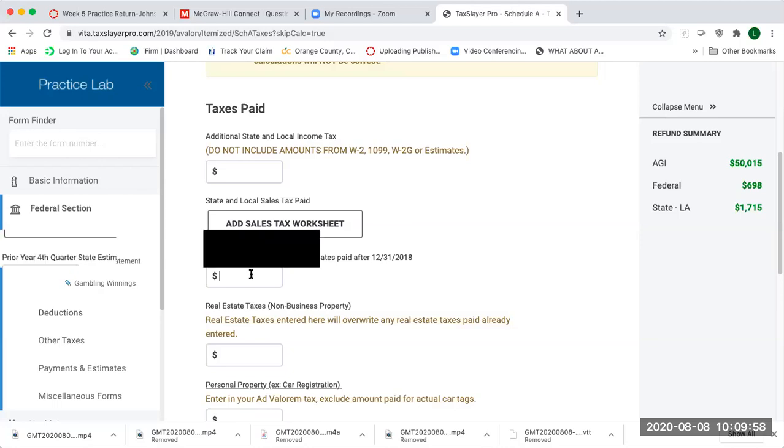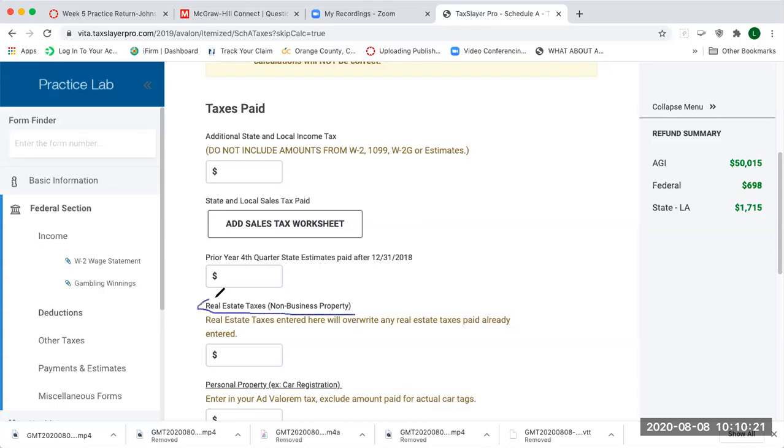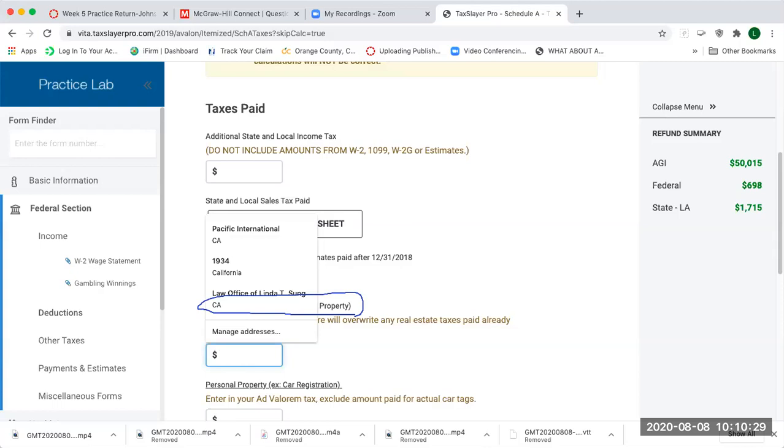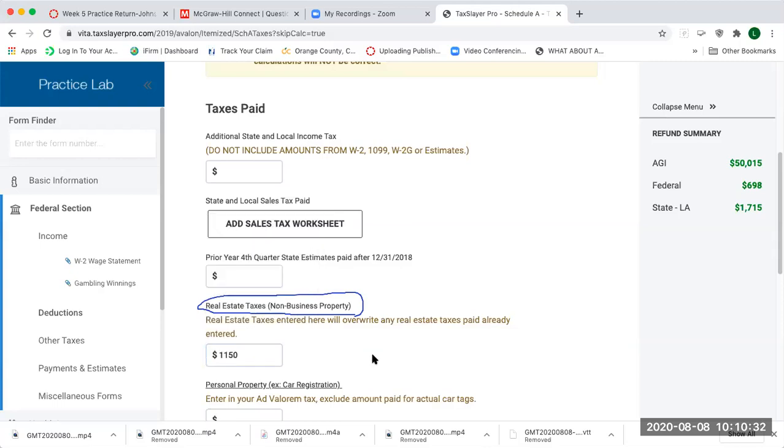So we can also put 3,200 here if we don't want to go back to the W-2 and add that 3,200 that was paid. So 3,200 we already took care of. And then the next item on the list is real estate property taxes. So right here, this is real estate taxes. All right, so we're gonna input right here that $1,150 was paid.